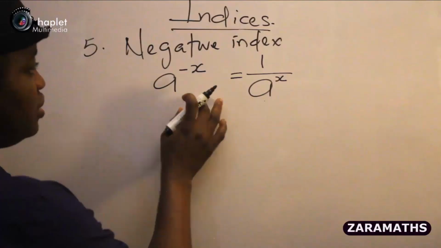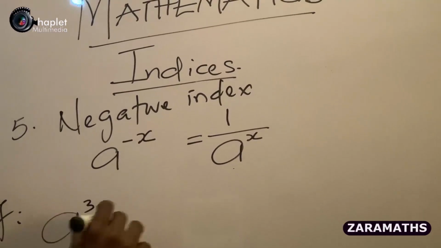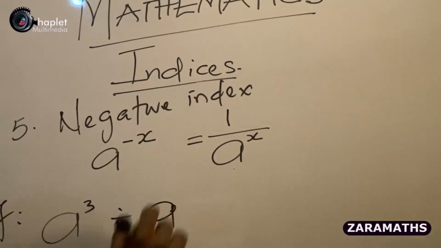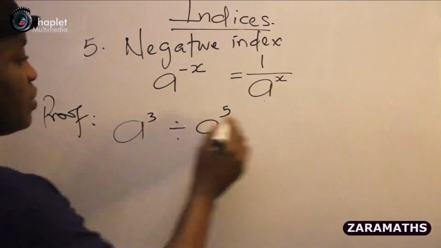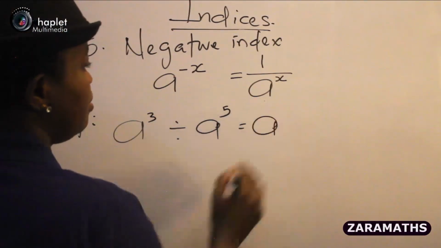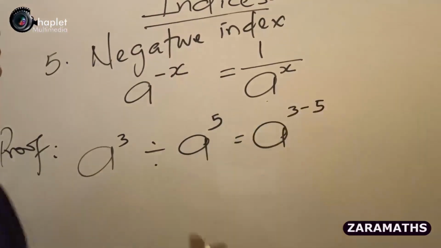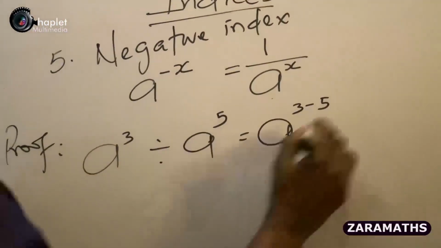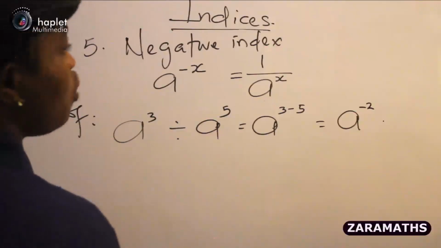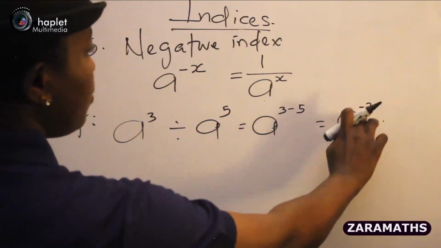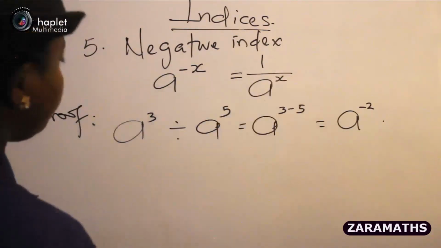Let's prove this law. A raised to the power of 3 divided by a raised to the power of 5. Ordinarily, applying the division law, it is going to give us a raised to the power of 3 minus 5, to give us a raised to the power minus 2. Now, I want to prove how this a raised to the power minus 2 is going to give us 1 over a raised to the power 2.